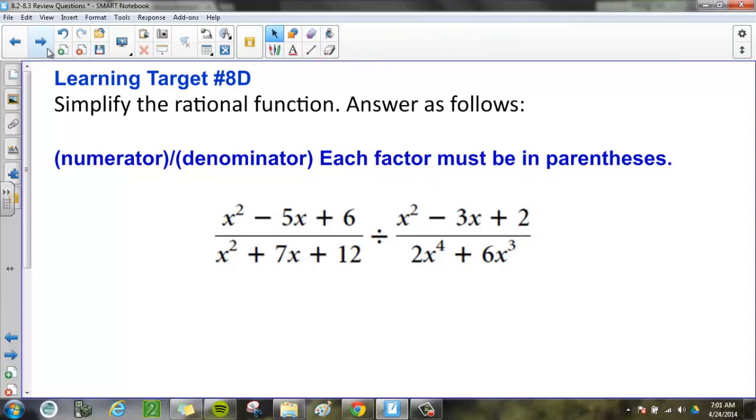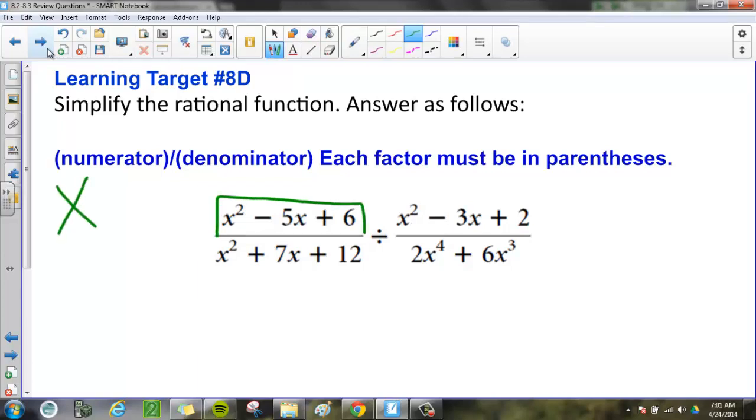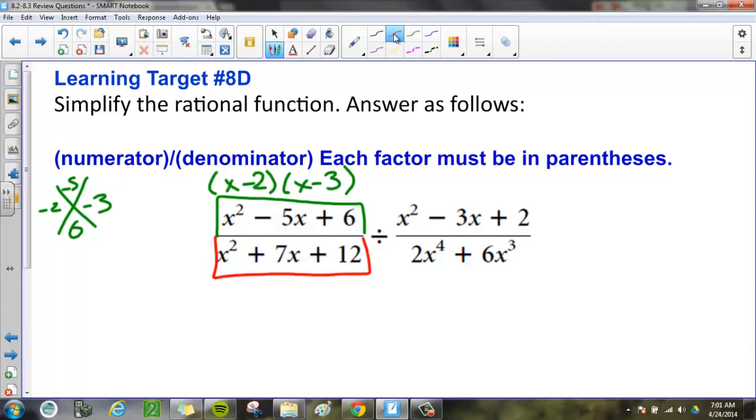Let's factor everything first, and then we'll flip this thing. So let's start by factoring this. I'll do that right over here. I got my 6 and negative 5, so that should be negative 2, negative 3, x minus 2, x minus 3. That's that factored. Okay, now let's factor this one right here. So I got my 12 and my 7, and that would be 4 and 3. So I got x plus 4, x plus 3.